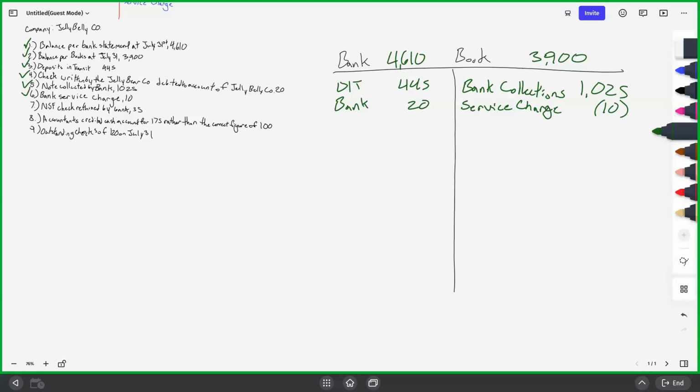Non-sufficient fund check returned by bank. Books. All right, now are we adding that in or subtracting that? Subtracting. Perfect. That will be 35.